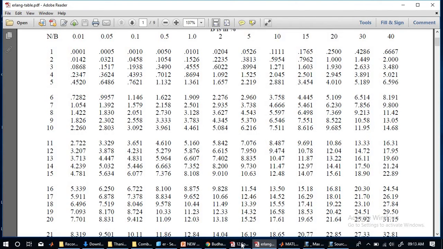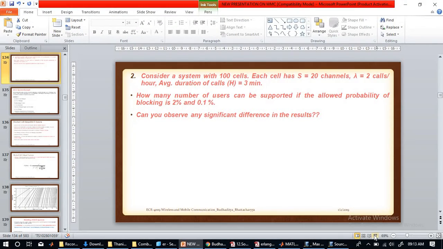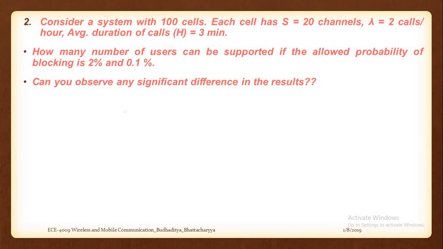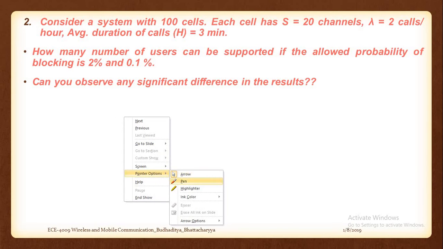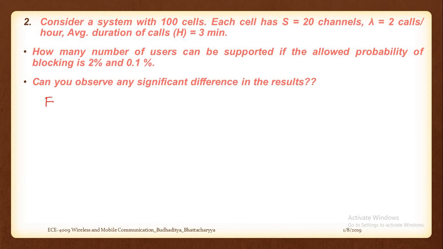So ideally, if I go back, I will write that for C equals 20 and with a given 2% probability, we can have the maximum achievable traffic intensity, and that is 13.4 if I am not wrong with Erlang. So this is my total A.